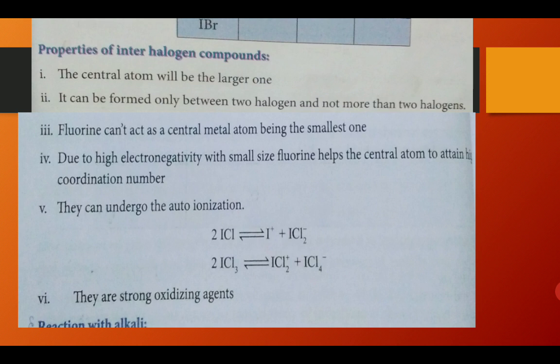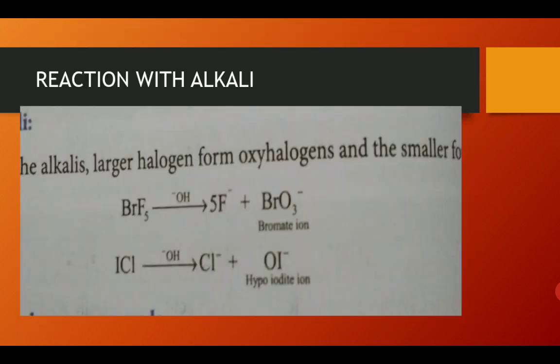The next one is they are strong oxidizing agents. All the interhalogen compounds are strong oxidizing agents. So these are all the 6 properties of interhalogen compounds. Interhalogen compounds react with alkali. With the larger halogen they form oxyhalogen ions and the smaller one forms halide. Let us see one example: BrF5 with an alkali, that is OH- ion, gives 5F- plus BrO3-, bromate ion. And similarly with iodine it gives hypoiodite ion.